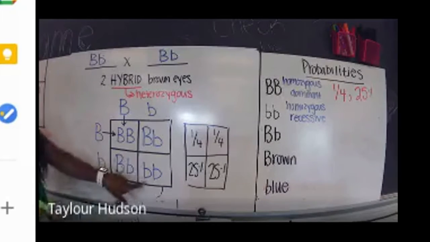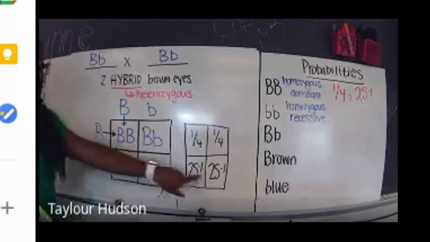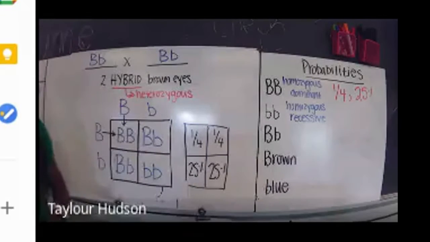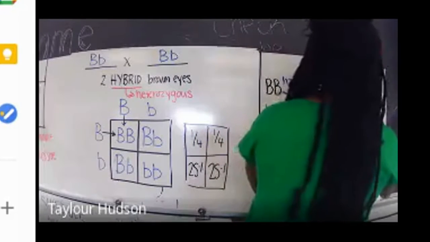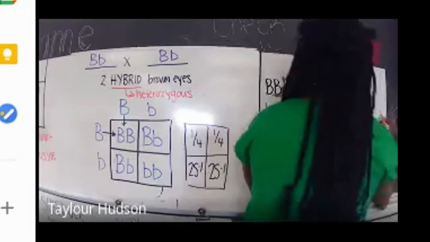Exactly. So it's just this box here. So that's one box. One box equals 25% or 1/4. All right. So once again, 1/4, aka 25%.